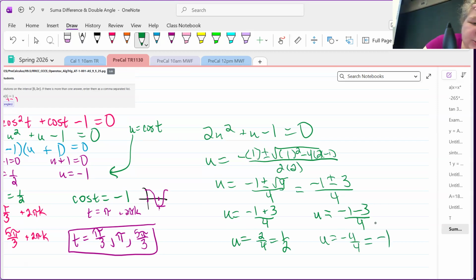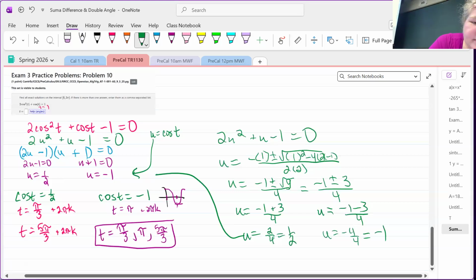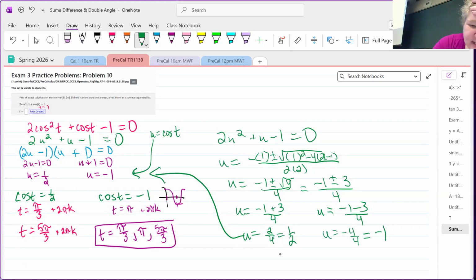So the same solutions we got, and then we would write cosine of t equals 1/2, cosine of t equals -1. Now you don't have to show me all the individual steps there, but that was me just showing all my work, writing it out a lot.